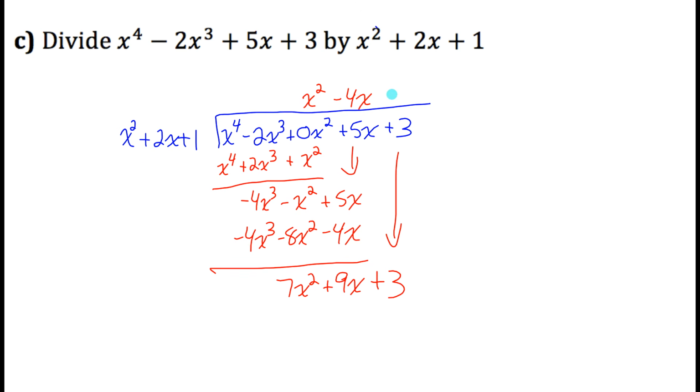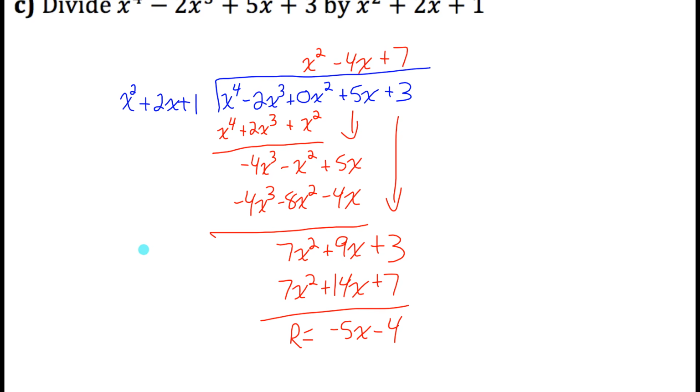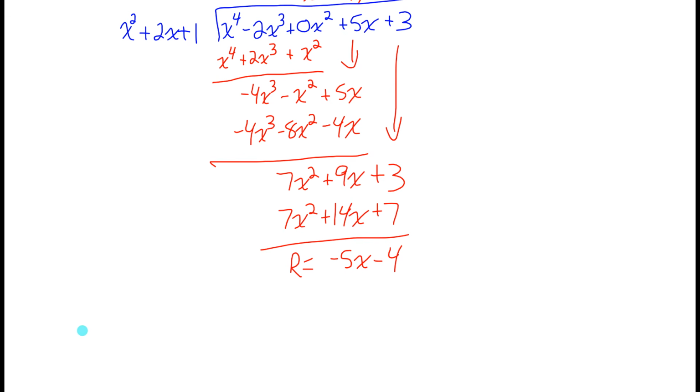7x squared divided by x squared is 7. Multiply that 7 by the entire divisor, and I would get 7x squared plus 14x plus 7. Subtract the like terms. The 7x squareds cancel. 9x minus 14x is negative 5x. And 3 minus 7 is negative 4. This is our remainder. And once again, I'm going to write my final answer using the multiplication statement.